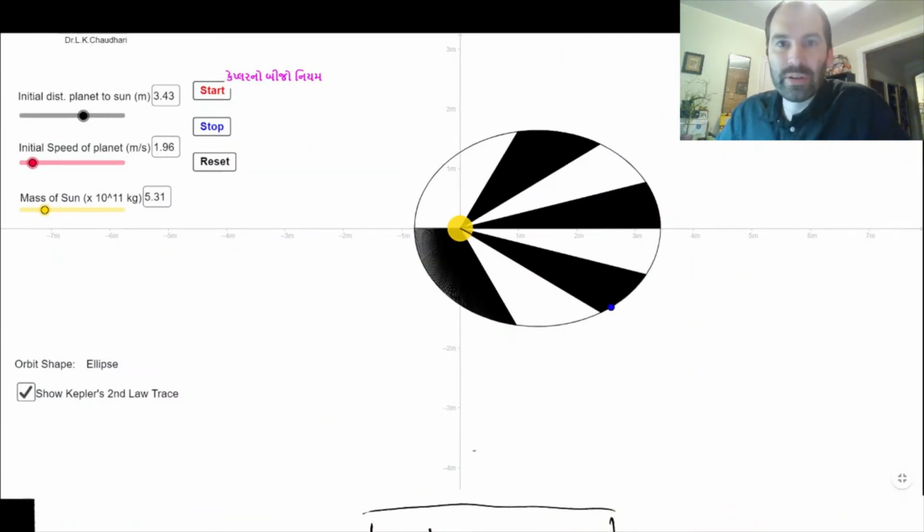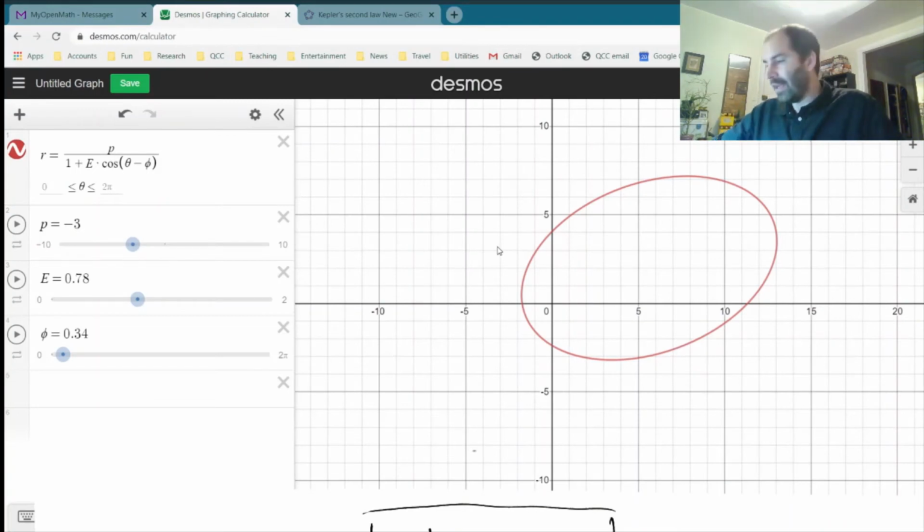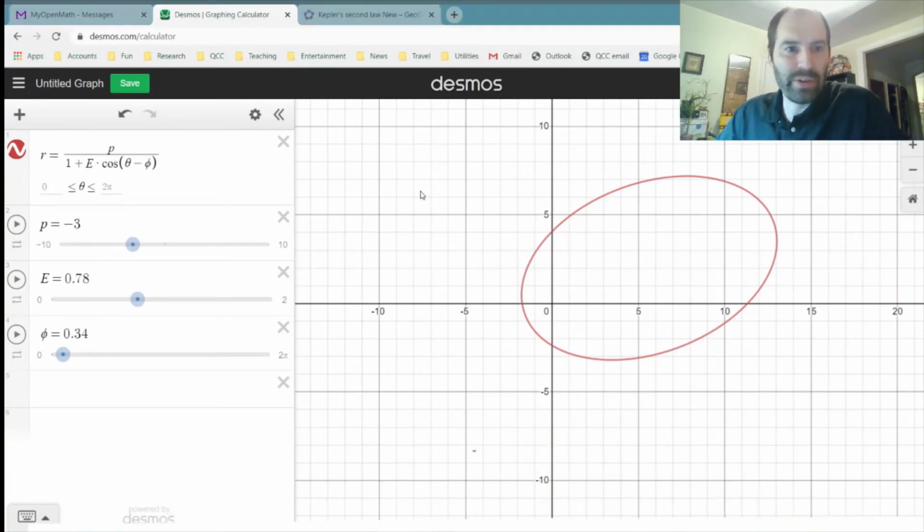Not this one. This guy. Here I plotted it in polar coordinates in Desmos. Okay, so I've got basically the same equation. I can't use lowercase e because it thinks it's Euler's number, and I used a p instead of a rho, but it's essentially the same thing.